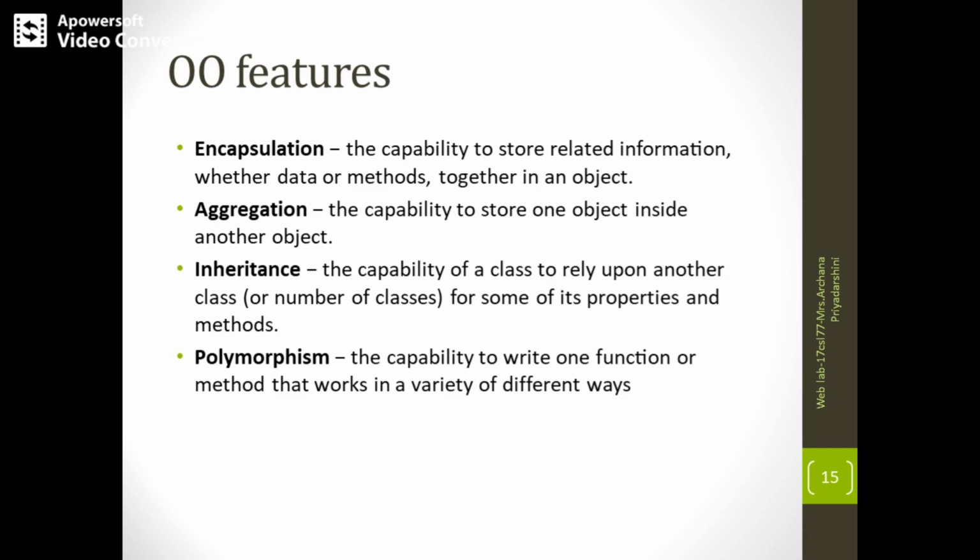The last point is about polymorphism. This is also exhibited by JavaScript or any object-oriented language. Polymorphism is the capability to write one function in different ways. That is, it can have different forms of the function. It may have different parameters, or it may exhibit different capability or functionality. This is nothing but polymorphism. So these four properties are exhibited by any object oriented programming language.